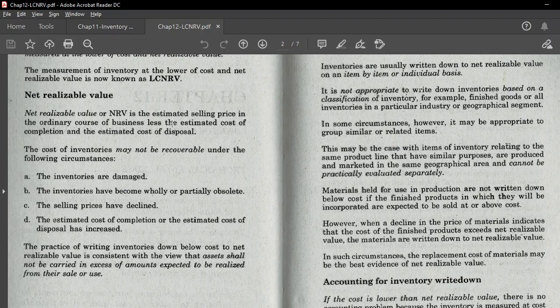The practice of writing inventories down below cost to net realizable value is consistent with the one that I mentioned kaganina. The assets shall not be carried in excess of amounts expected to be realized. So, kung ang highlighter nimo tag 20 na lang man ni siya nga, kaya lang nimo siyang ibaligya sa 20, then wag mo nang ilagay sa financial statement mo na 30 ang cost. Sige. Kay again, hindi yon ang sabi ng conservatism approach natin.